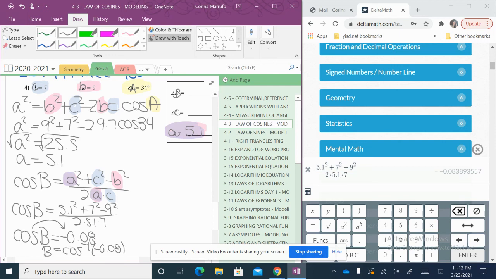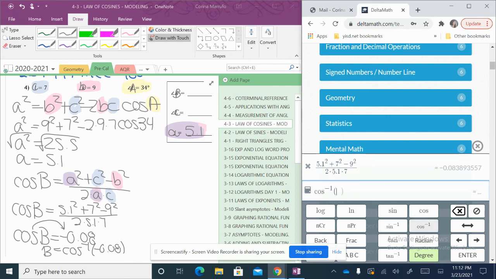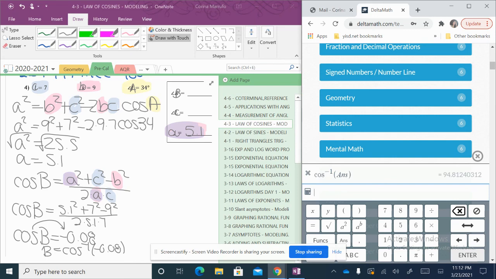And then we go ahead and plug this in. Inverse cosine of the answer. We hit enter. There you go. Okay, we're good. 94.8, which is 95. I think it's negative because it was bigger than 90 degrees. So B equals 95 degrees.